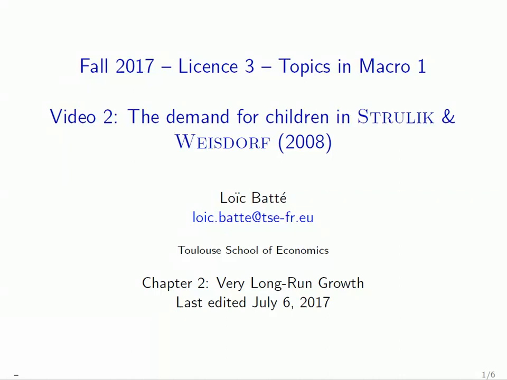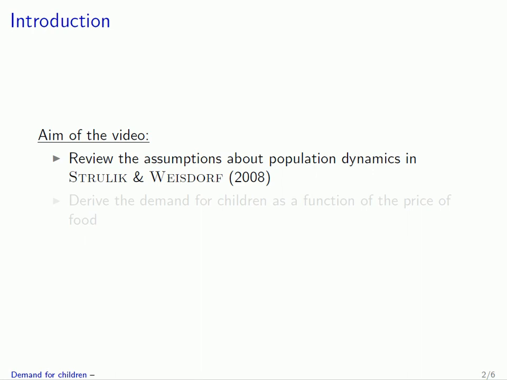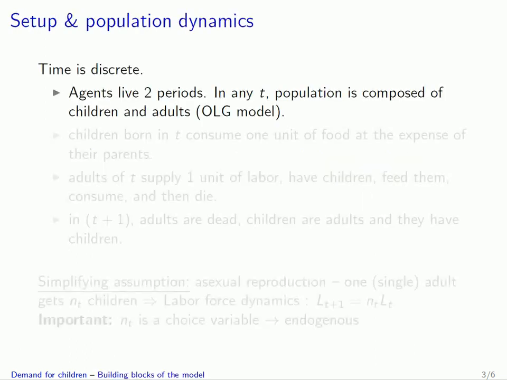In this second video, I will talk about the demand for children in the Unified Growth Theory model by Strulik and Weisdorf. The aim of the video here is to first review the assumptions about population dynamics in this model, and then to show you how to derive the demand for children as a function of the price of food in this very model. Let's start with the setup of this model.